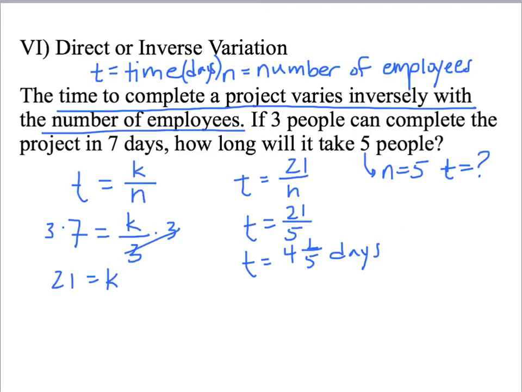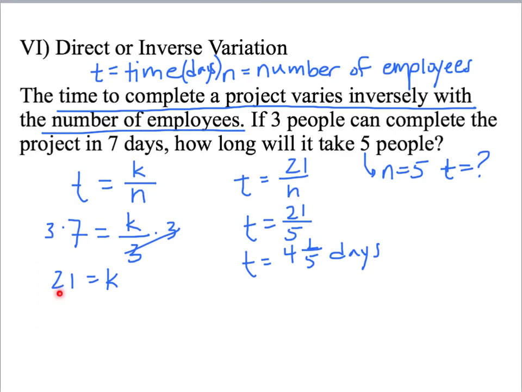Okay, the time to complete a project varies inversely with the number of employees. So T for time in days, N for number of employees. We don't really need a unit for that because it's just a number of people. Because it tells me time varies inversely with number of employees, I can write that equation: T equals K over N. Plug in the pair they gave us, which is 3 people, 7 days. Find K. So we plug in the 3 for N and the 7 for T, and we solve for K.